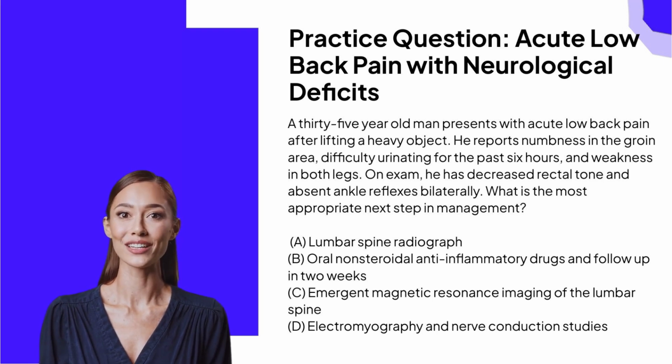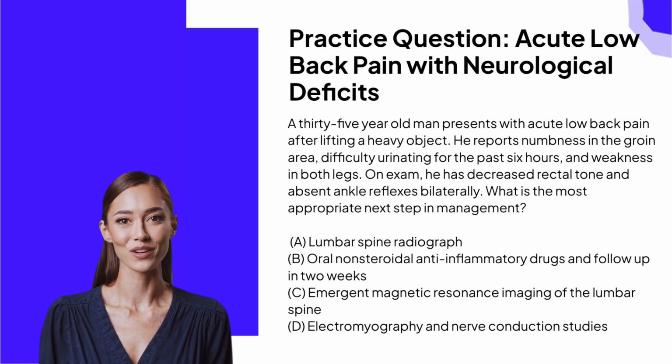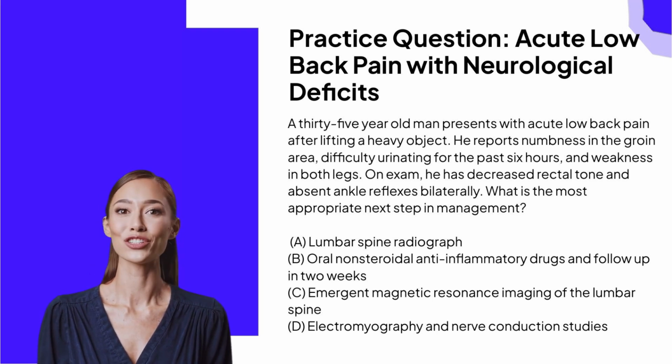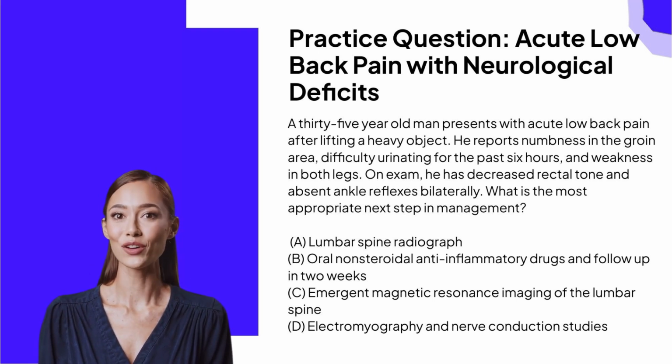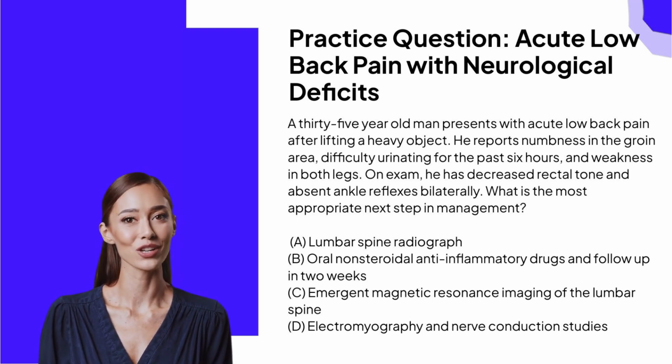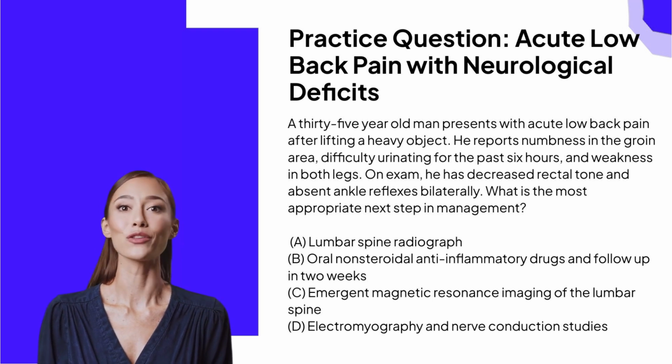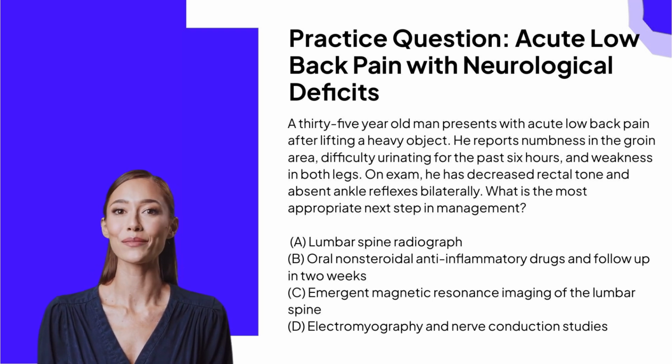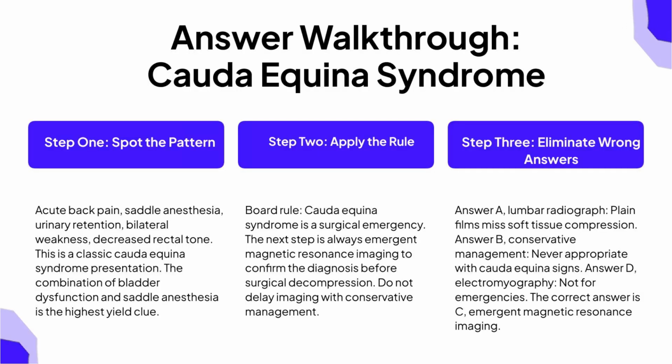Look at the answer choices. A is lumbar spine radiograph. B is oral non-steroidal anti-inflammatory drugs and follow up in 2 weeks. C is emergent magnetic resonance imaging of the lumbar spine, and D is electromyography and nerve conduction studies. What pattern do you recognize here? Let us walk through this answer step by step.